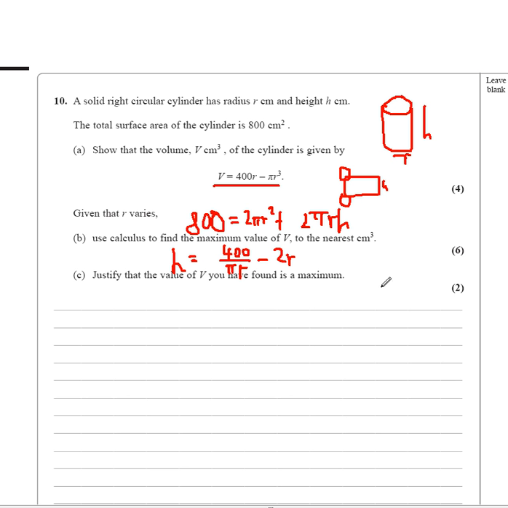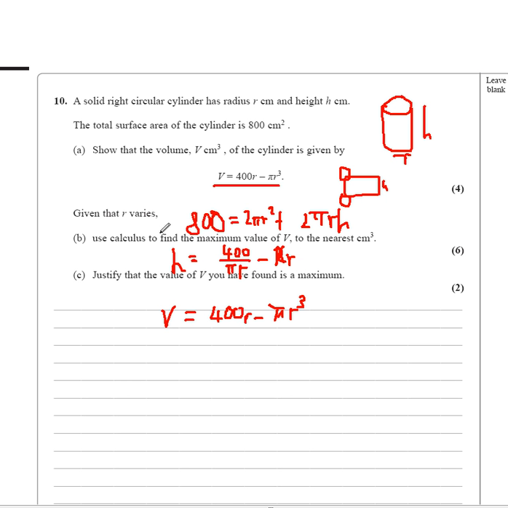So that's h. Now volume equals pi r squared times h, so we need to multiply this by pi r squared. So volume equals this times pi r squared gives us 400r. And the other one, minus 2r times pi r squared, is, it shouldn't be minus 2 at all, sorry, that's wrong. The 2 cancelled. So pi r squared times r is pi r cubed, and that's as required there. That's only worth 4 marks.